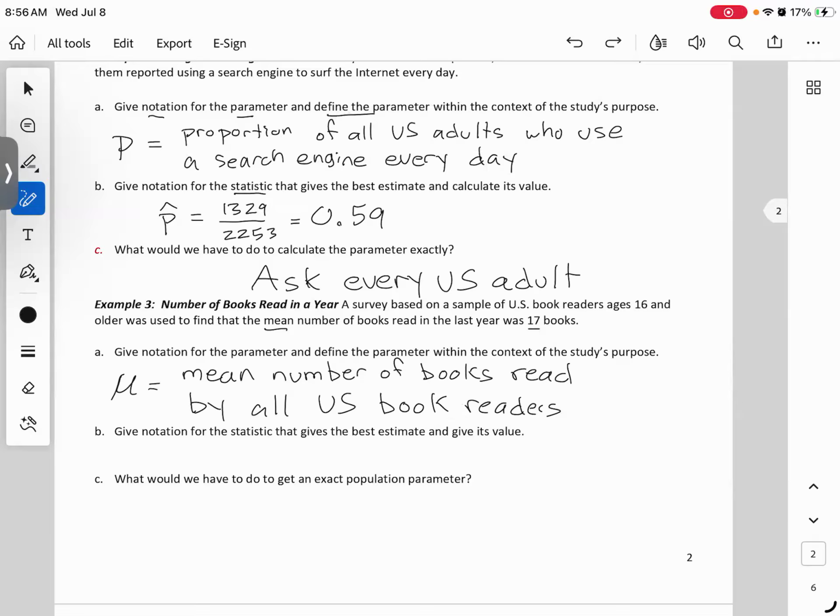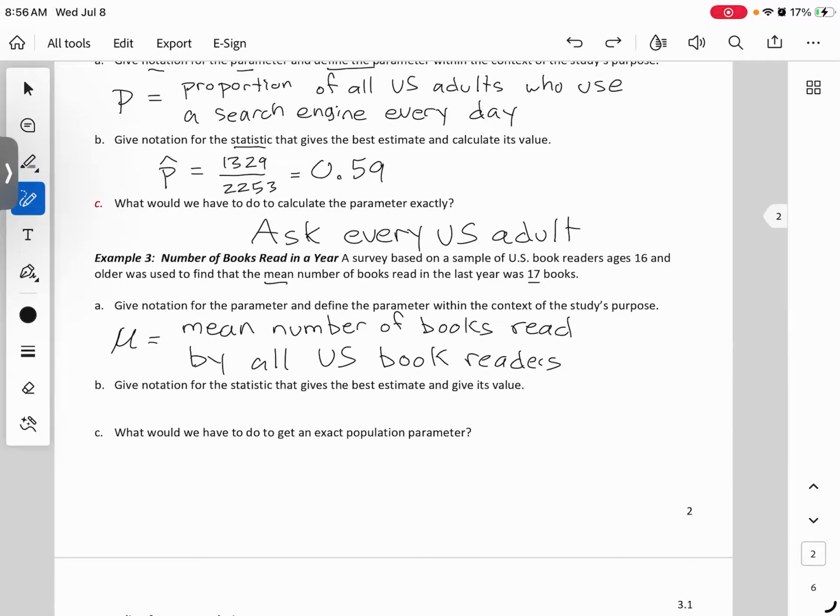And then you would put the variable. The first one was about using the internet every day, then the next one was about how many books they're reading, and then B, just like in this last one, what did the sample say? Well, for this B, the sample said that the average was 17 books based off of just a sample.